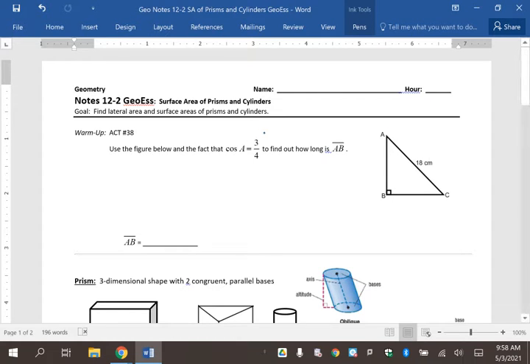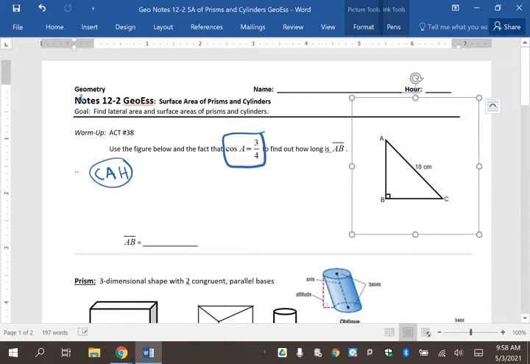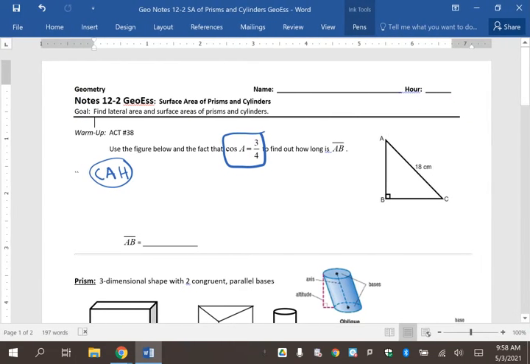Okay, on this one, since they are dealing with cosine, we are going to use CAH-TOA, so we'll deal with CAH. So cosine of our angle A, let's figure that out. We are going to circle angle A, and once you circle angle A, go ahead and identify the opposite side, the hypotenuse side, and the adjacent side. And the question says, find how long is AB. So let's just call that X.